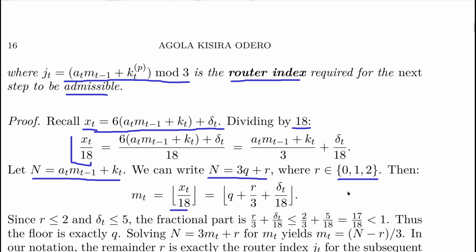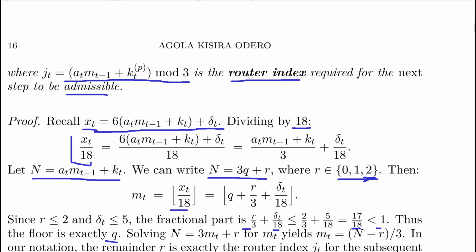Since r is less than or equal to 2, as you can see here, the maximum value for r is 2. And delta t is less than or equal to 5, since delta is either 1 or 5, so its maximum value is 5. The fractional part, r over 3 plus delta t over 18, is less than or equal to 2 over 3 plus 5 over 18, which is equal to 17 over 18, which is less than 1. Thus the floor is exactly q.